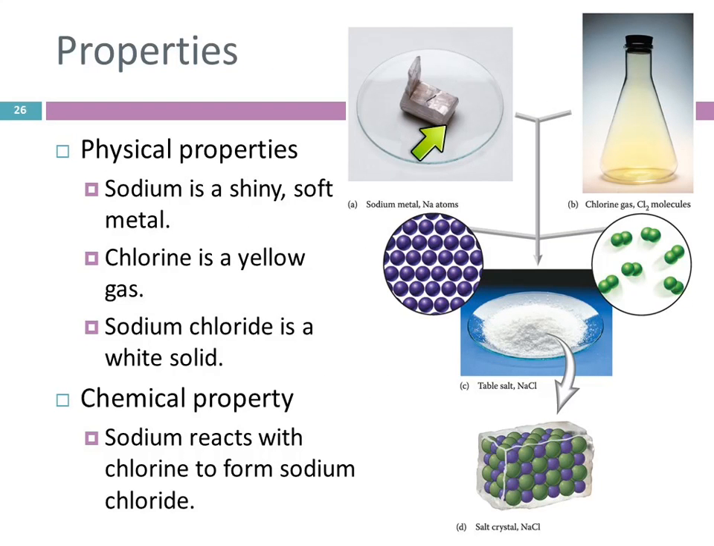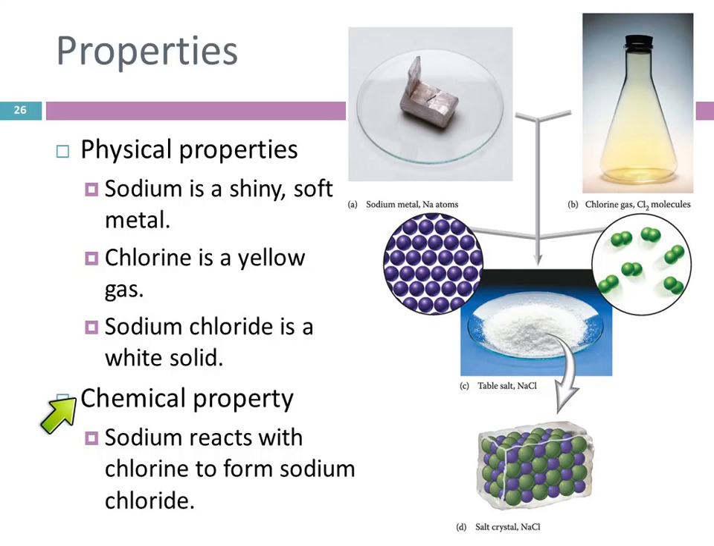Looking at this, we looked at this reaction earlier, sodium metal and chlorine gas. So we can describe physical properties. Sodium is a shiny, soft metal. Chlorine is a yellow gas. These are things that we can describe without changing what they are. Here's table salt. Table salt, sodium chloride, is a white solid.